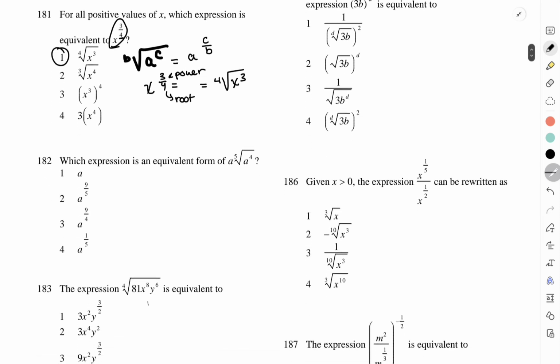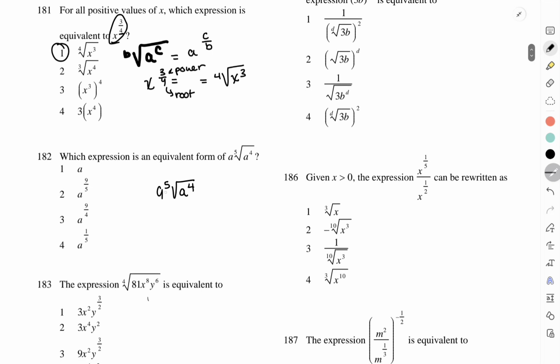182. Which expression is an equivalent form of a times the 5th root of a to the 4th? So this a does not have a root, does not have an exponent, it's just here. So we rewrite this as a times a to the 4/5. Obviously, in order to combine these exponents and add them together, we need common denominators. So we multiply by 5. So we have a to the 5 over 5 times a to the 4 over 5. That equals a to the 9 over 5. Answer choice 2.